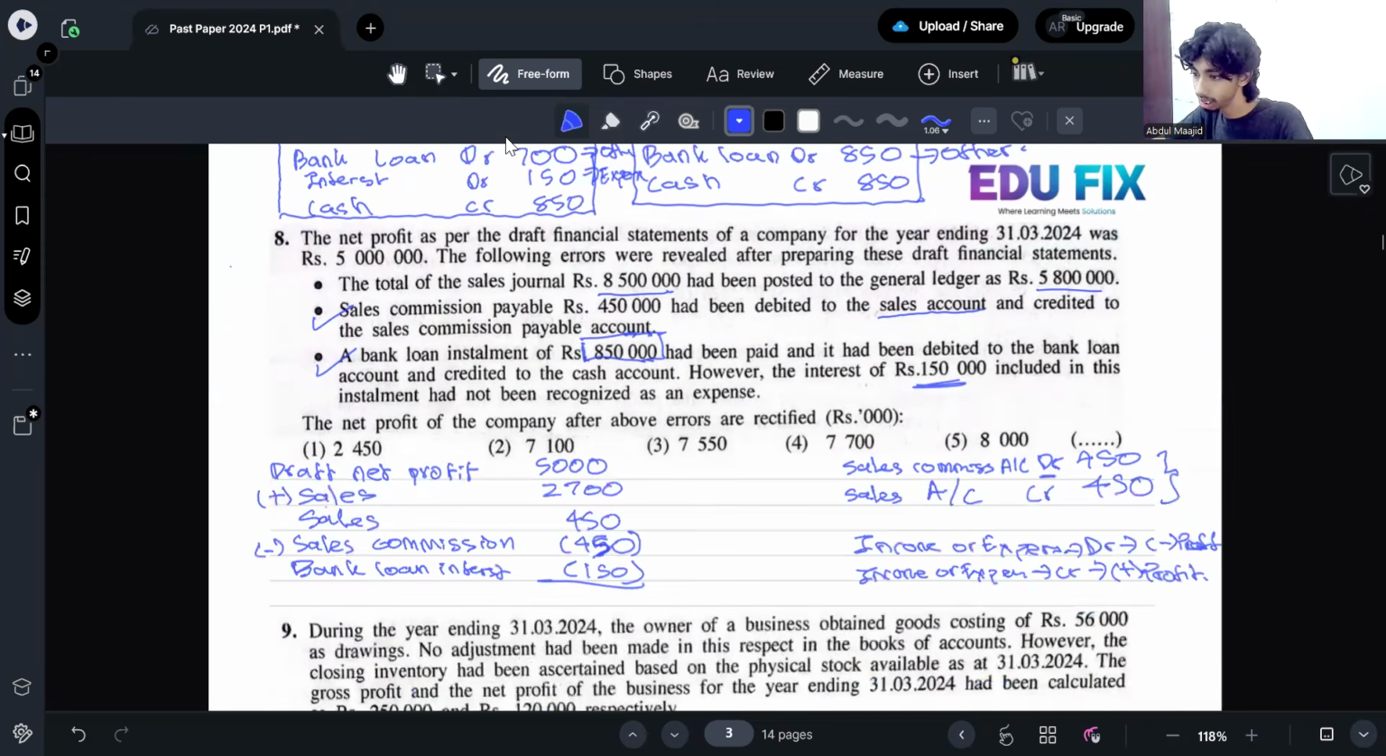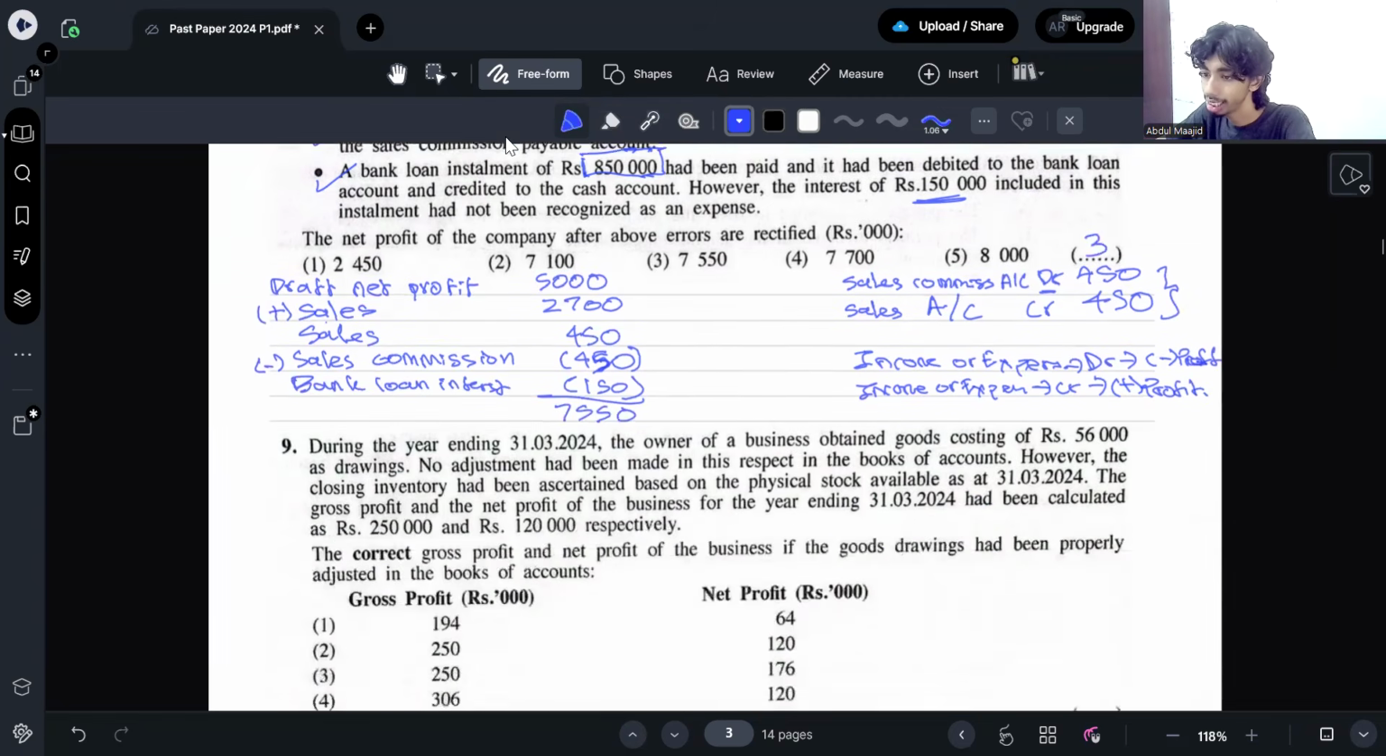Okay. So then what is the corrected profit here? 5,000 plus 2,700 plus 450 minus 450 minus 150, 7,550. Answer number 3. Okay. Ninth one.